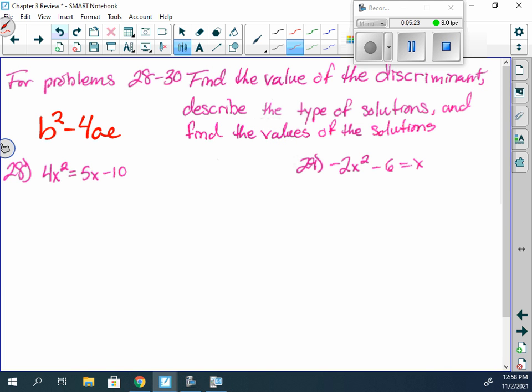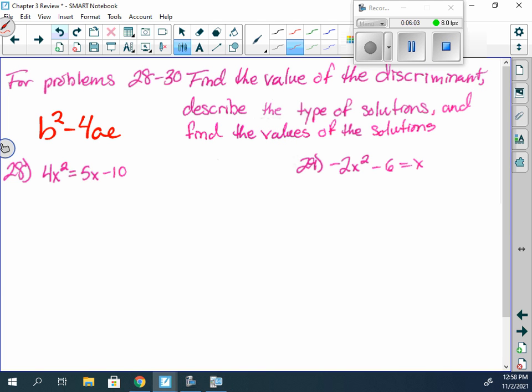Now, find the value of the discriminant, describe the type of solutions, and find the values of the solutions. On the test, I'm not going to ask you to find the values of the solutions, because a majority of this test is already solving quadratics, so adding that onto this isn't really adding anything to what y'all learned or know. So mainly what it's going to ask on the test is to find the value of the discriminant and describe the type and number of solutions. And I'll show you exactly what that is.